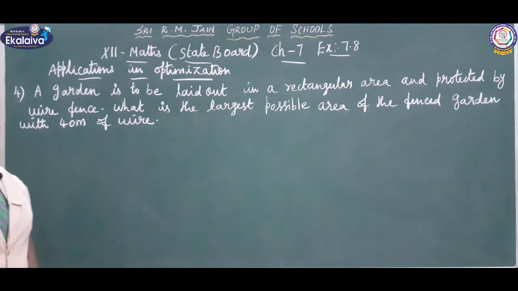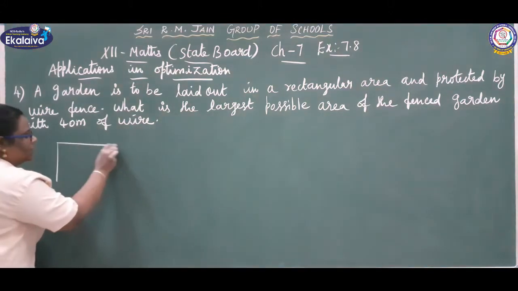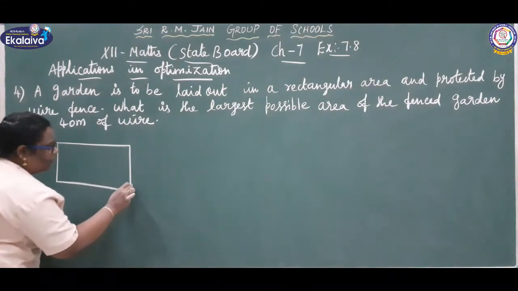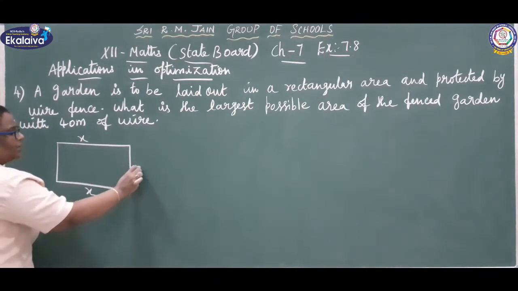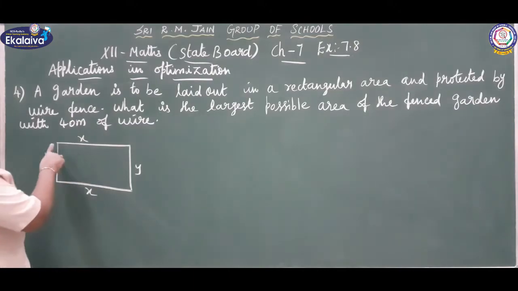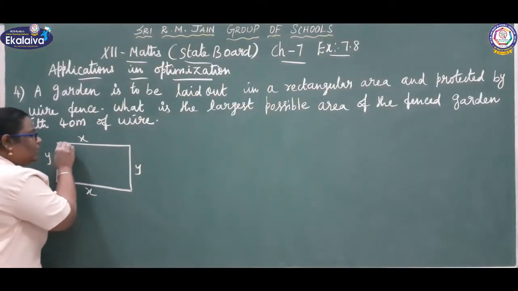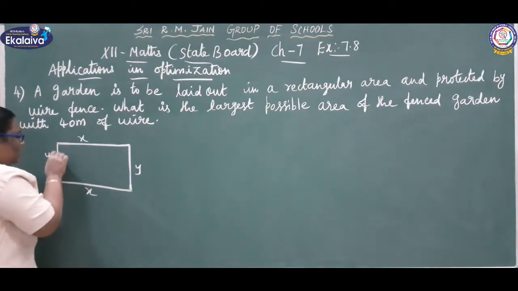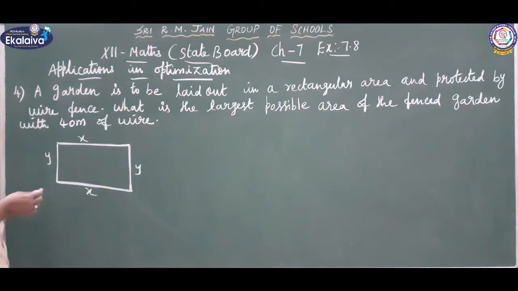It is a rectangular garden. You can take it as this is x and x, this is y and y. Total fencing, it is given as 40 meter of wire. This is not an area, this is a perimeter, because this is the fencing. Fencing means the outer boundary. Perimeter is given. You should find out the area of the rectangular garden is maximum, that is, largest possible.